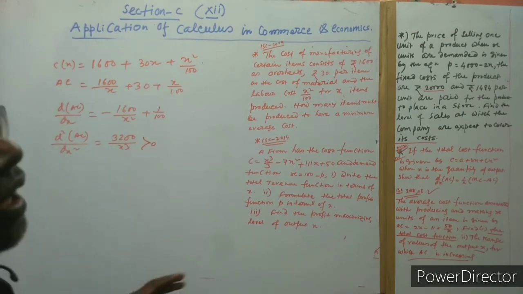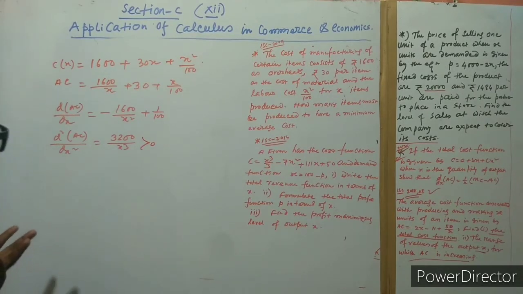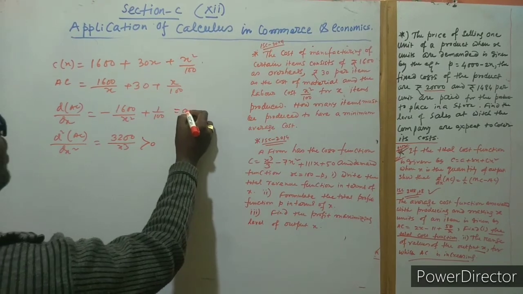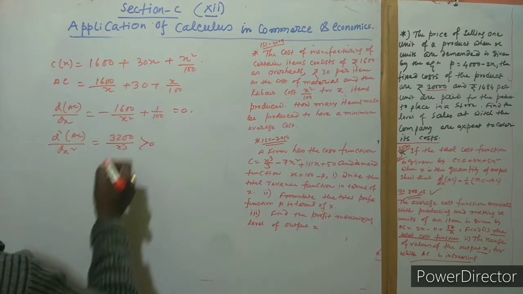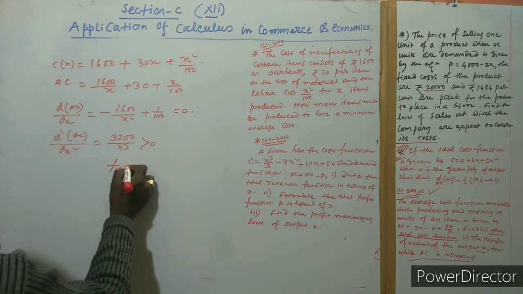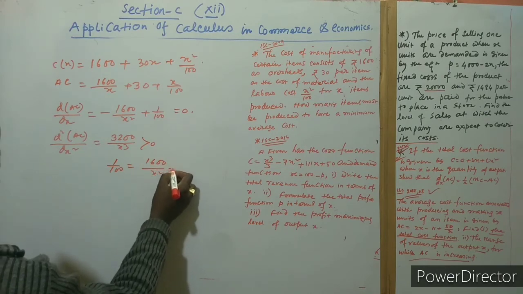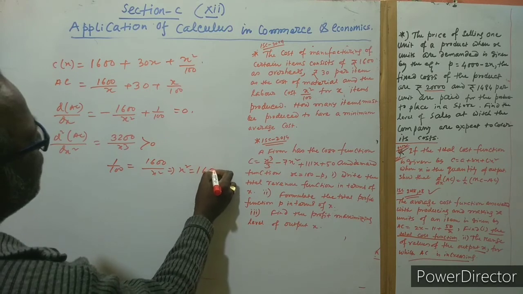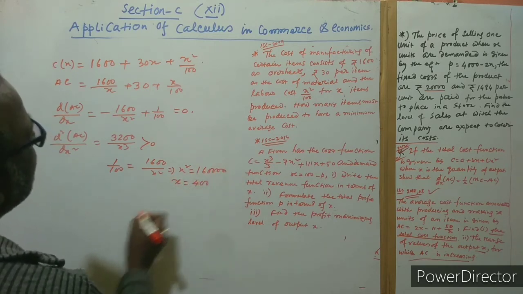So for every value of x which is more than 0, x never is negative. That's why, for finding the maximum or minimum value, the first order derivative will always be 0. So in that case, we have to find the value of x here. That is 1 by 100, equal to 1600 by x square. So we find 160,000, so x here is only 400.